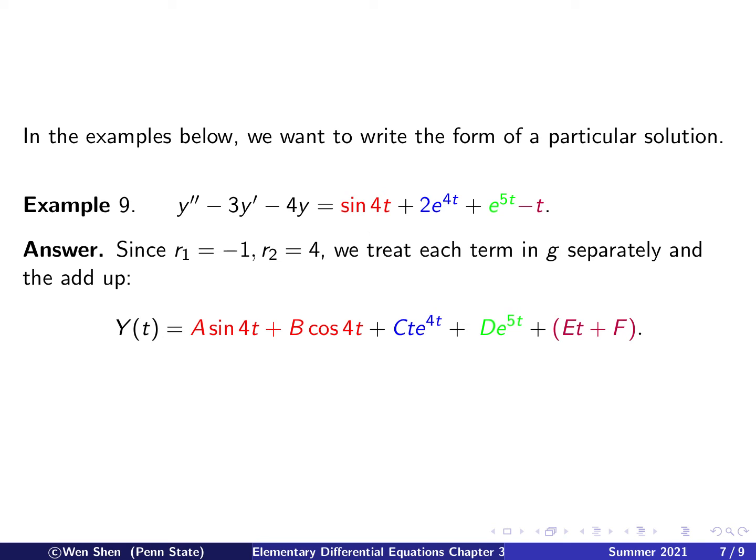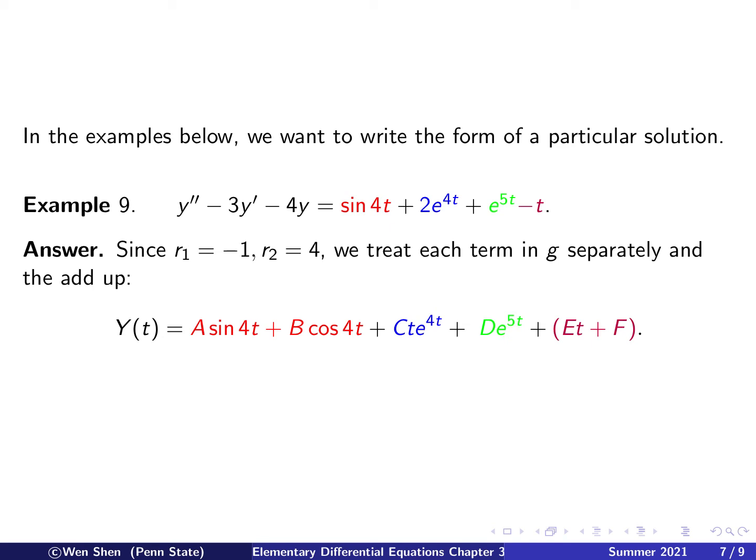Next, let's look at the blue term, e to the 4t times a constant. And then we see that this is a solution for the homogeneous equation, so we need to multiply it by t. Therefore, we put a constant times t times e to the 4t. Okay, so then next is the green term, e to the 5t. And we know this term is fine because 5 is not r1 or r2. Therefore, we fit in a term of the same type, that is a constant times e to the 5t.